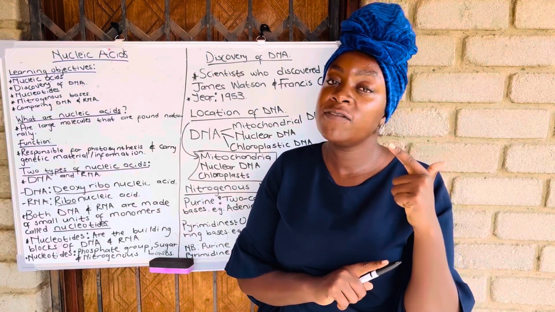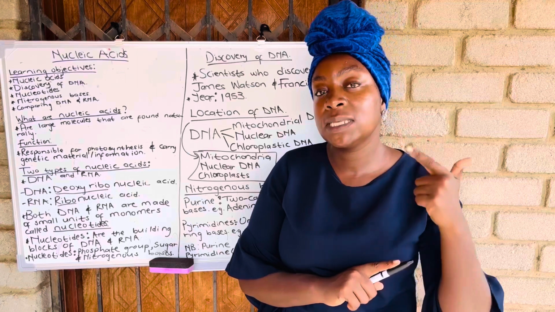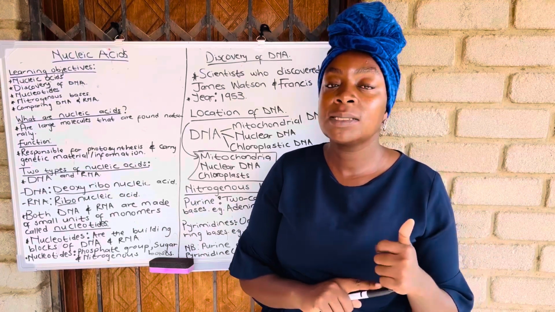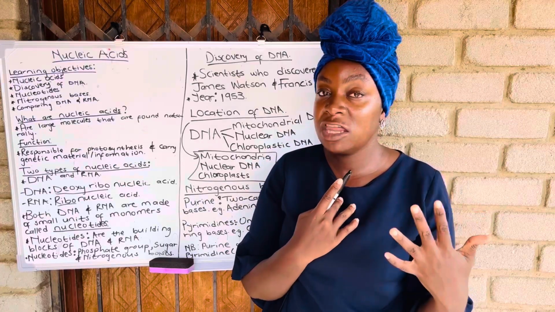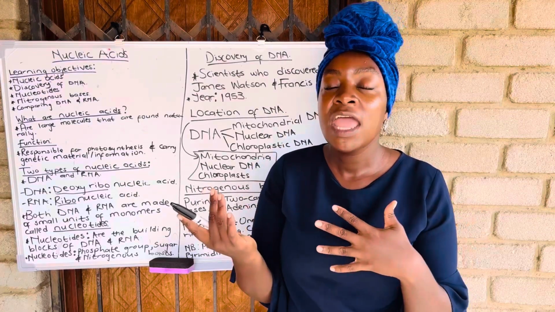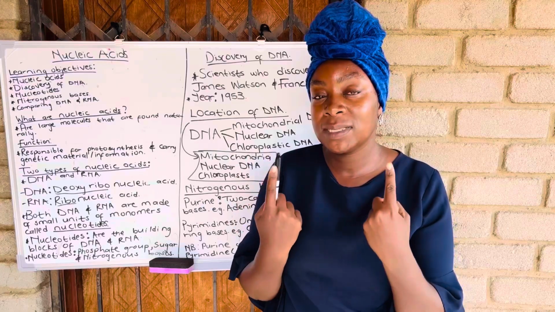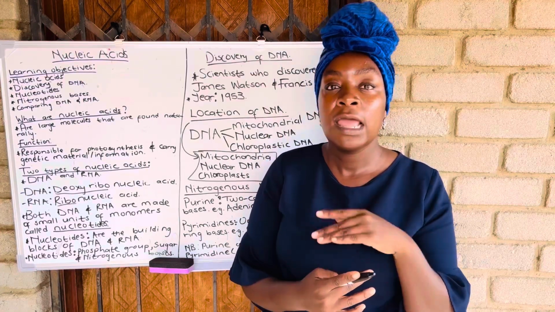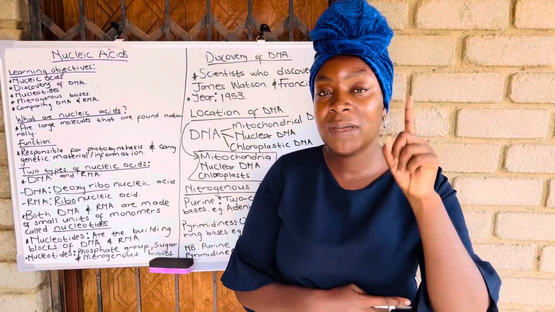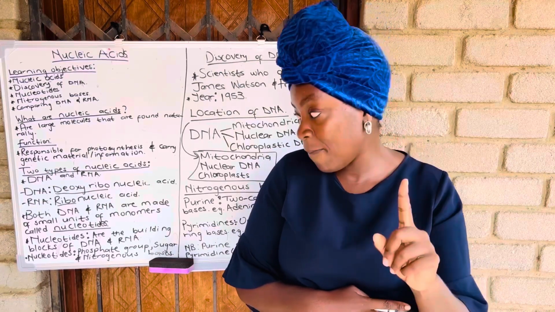A phosphate group does not change. Sugar changes. If it's DNA, it's going to be deoxyribose, but if it's RNA, it's going to be ribose sugar. And the nitrogenous base might change, might not change. If it's RNA, then the only nitrogenous base that is going to change is uracil. And if it's DNA, the only nitrogenous base that is going to change is thymine.